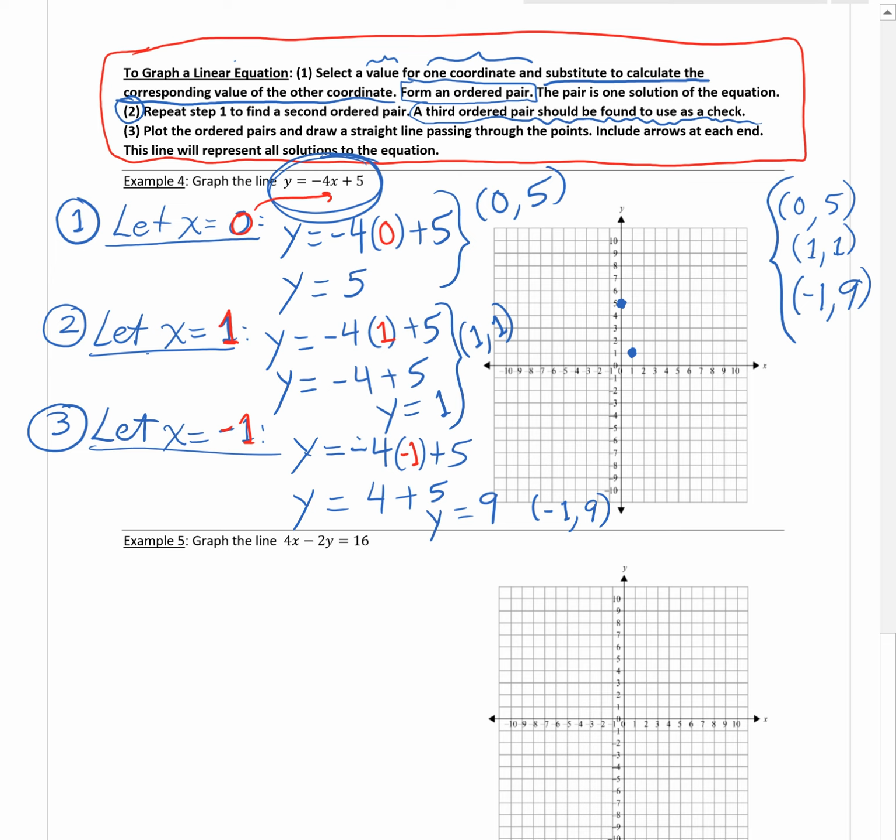Alright, let's plot that third point. Negative 1 for x. So you're going to go left to negative 1, and then up to 9 on the y-axis. That would be here. I think those line up pretty well, right? That looks like a line to me. Alright, let's just connect those 3 dots as best we can. And I wish I had a straight edge, but, you know, what are you going to do?